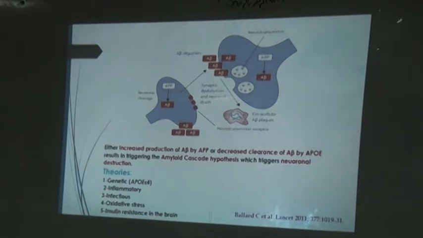Either there is increased production of beta amyloid from amyloid precursor protein or reduced clearance of beta amyloid from the synaptic cleft. Clearance is basically by ApoE. So if a person has two ApoE4 alleles, for example, the patient will have reduced clearance from the synaptic cleft, and this will trigger the amyloid cascade hypothesis and neuronal apoptosis. What are the theories? Genetic, inflammatory, infectious, oxidative stress, insulin resistance in the brain. More on that later.